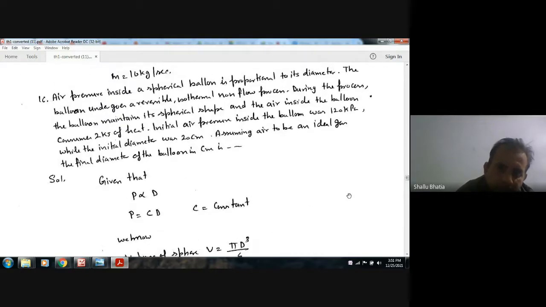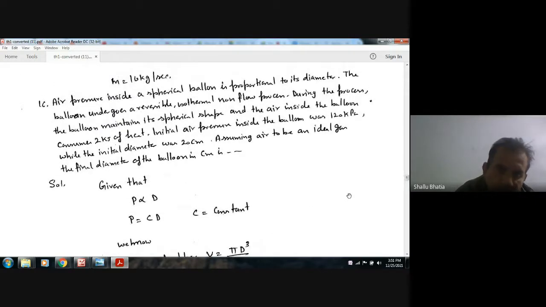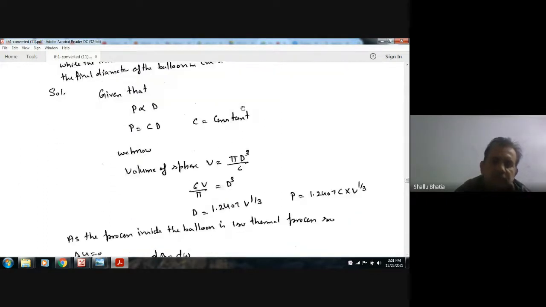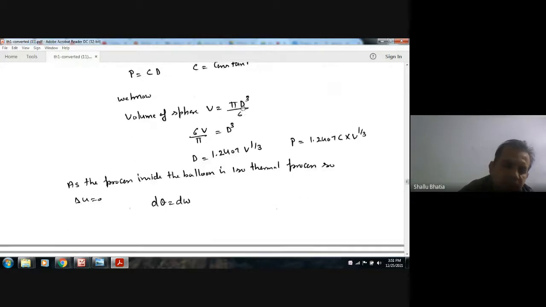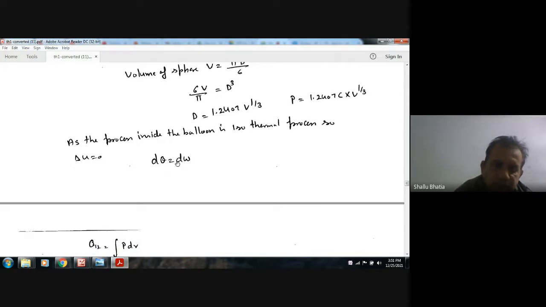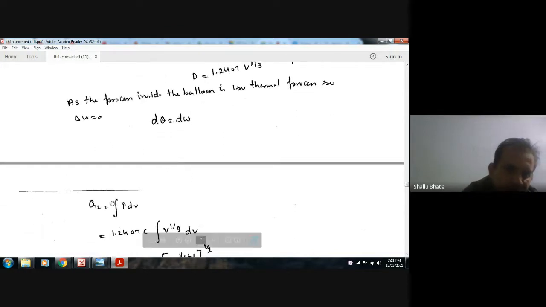Now what has been done? During the process, the balloon maintains its spherical shape, and the balloon undergoes a reversible isothermal process. If the process is isothermal, the change in internal energy will be zero. So according to the first law, dQ will be equal to dW. As the process is isothermal, we can calculate this PdV work done.